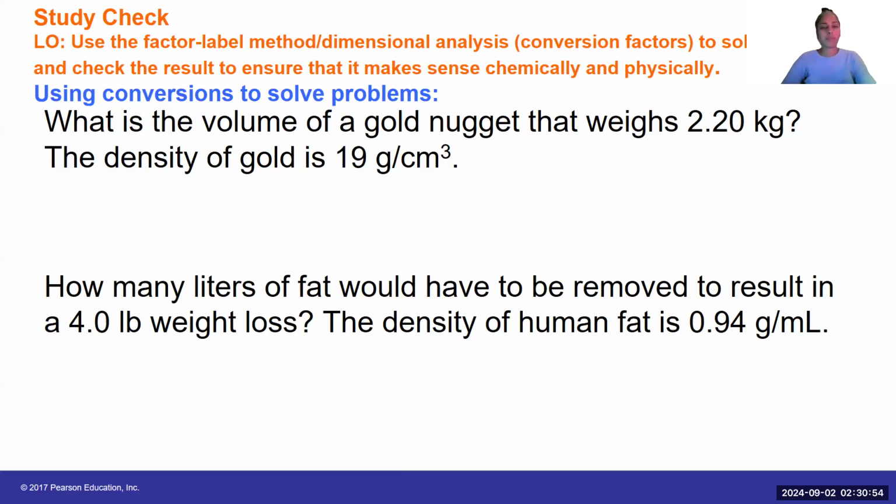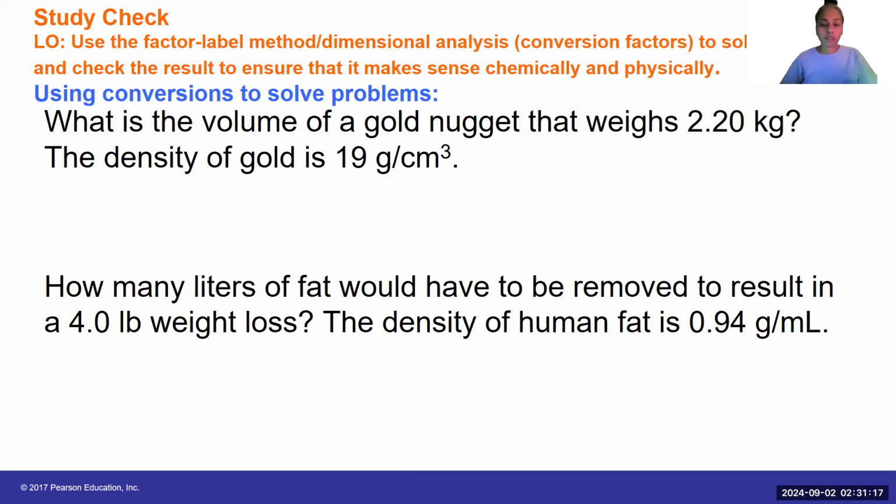Let's do a little bit of practice taking a look at using conversion factors such as density to solve problems using multiple steps. So the first question says, what is the volume of a gold nugget that weighs 2.20 kilograms? The density of gold is 19 grams per centimeter cubed.